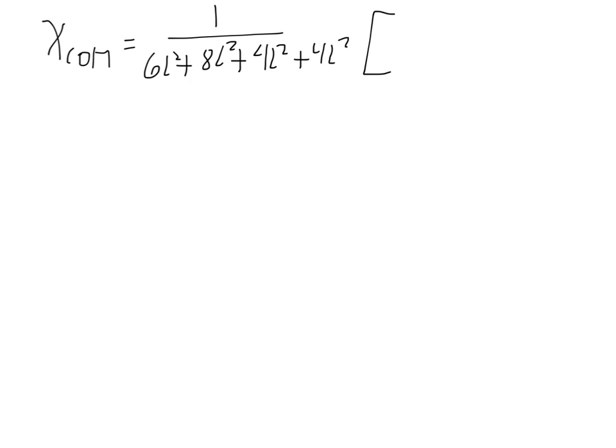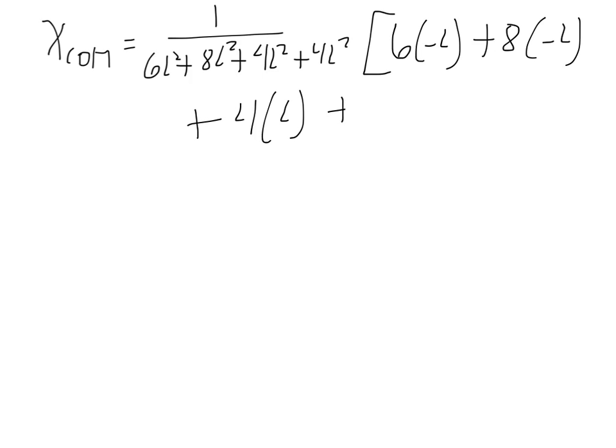Picking up where we left off, we have 1 over the total mass of the system, which is 6L squared plus 8L squared plus 4L squared plus 4L squared. Now we need to multiply by each of those individual masses for each slab, multiplied by the x component of its center of mass, because that's the component we're dealing with. So for the first mass, it's 6 multiplied by minus L. Second mass, 8 multiplied by minus L. Sorry, this is going to get a little messy. Plus 4 times L plus 4 times 2L.